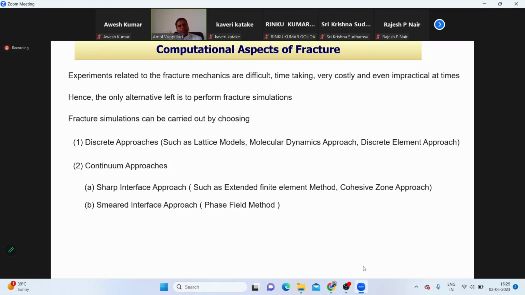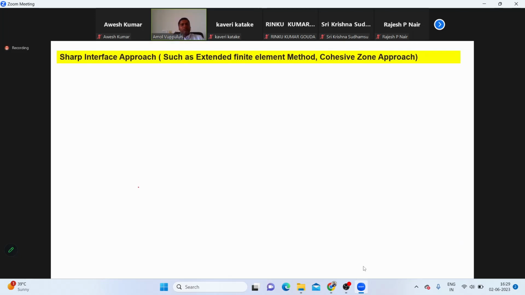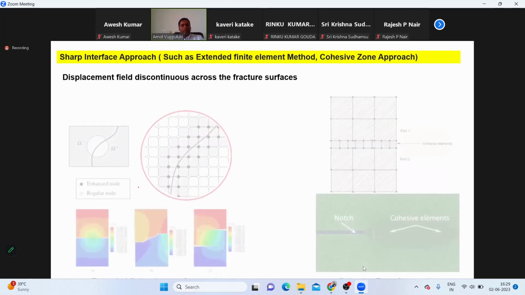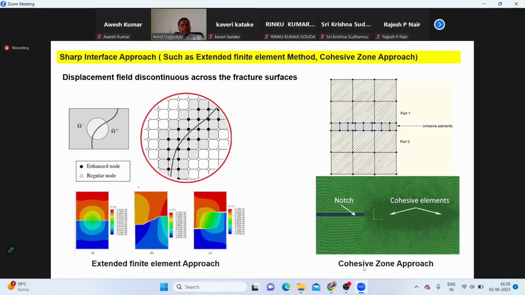Of course, I will give you some exposure to the sharp interface approach. However, both these sharp and smeared interface approaches can be implemented in the finite element settings. So what is the sharp interface approach? In this approach, the displacement field is considered to be discontinuous across the crack surface. Two famous approaches of the sharp interface approach are the extended finite element approach and the cohesive zone approach.